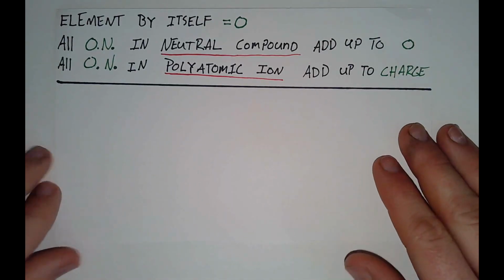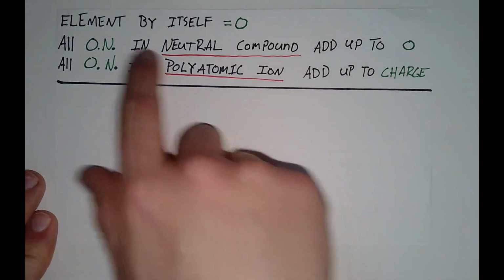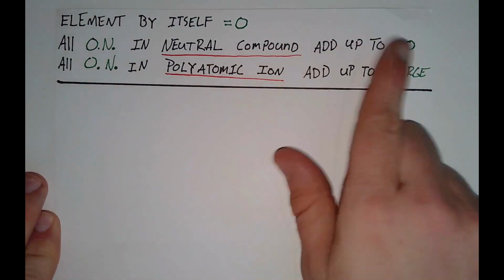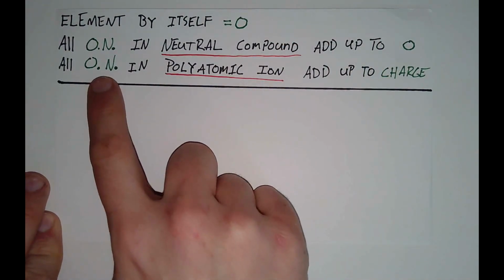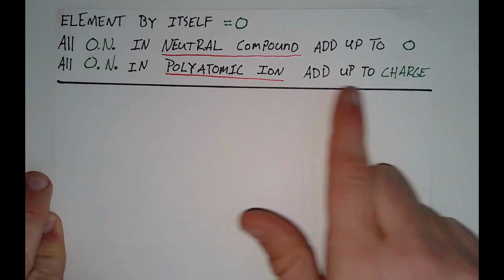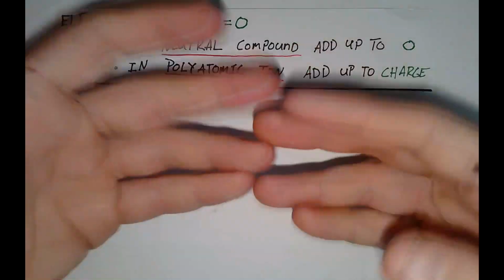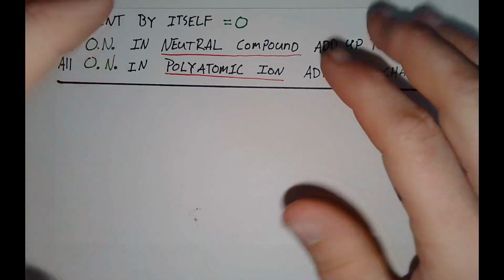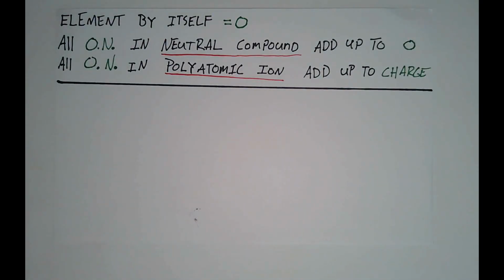All right, so I've been keeping track of the rules on this card so far. That an element by itself is 0, that the oxidation number sum in a neutral compound is 0, and that the oxidation number sum in a polyatomic ion is its charge. And I'll keep adding to this as we go along. But what I want to show you is that having a card like this is really helpful.